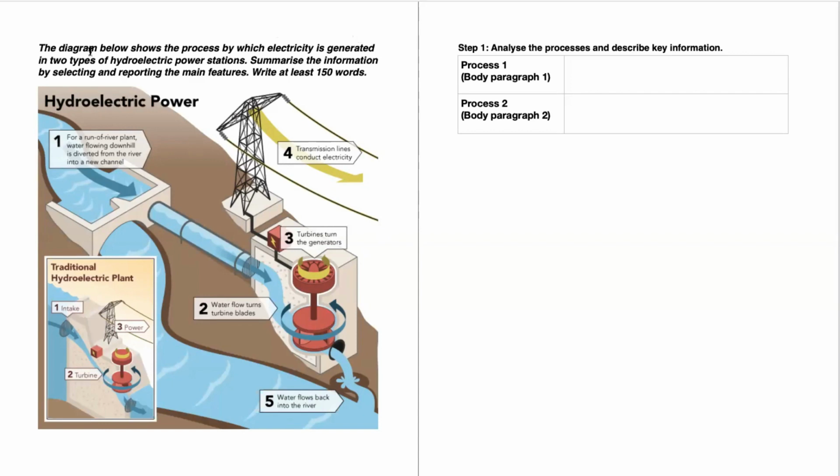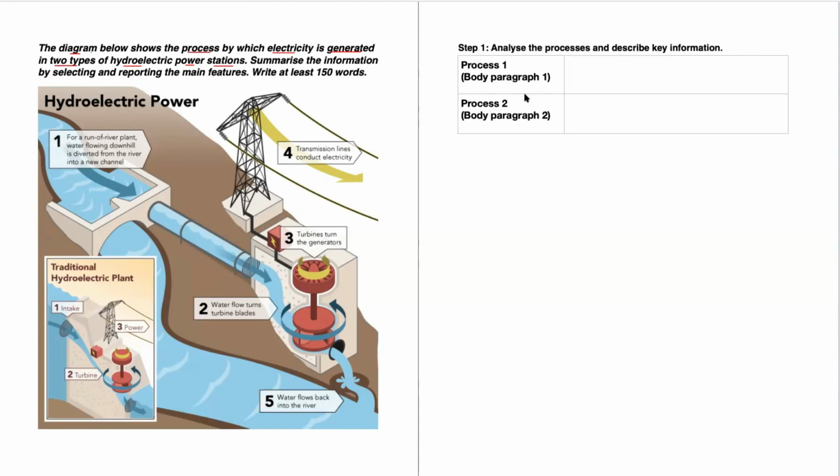It says, the diagram below shows the process by which electricity is generated in 2 types of hydroelectric power stations. Summarize the information by selecting and reporting the main features. Write at least 150 words. Now here you see the topic is a bit more complicated and the idea is different. So here we have two processes instead of just one overarching process with stages.